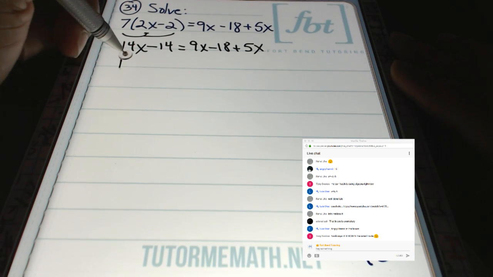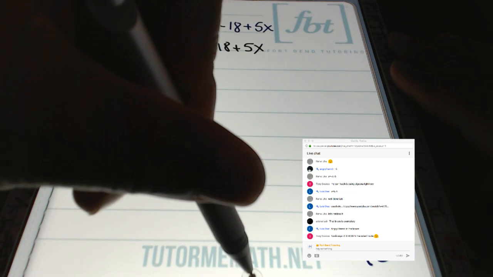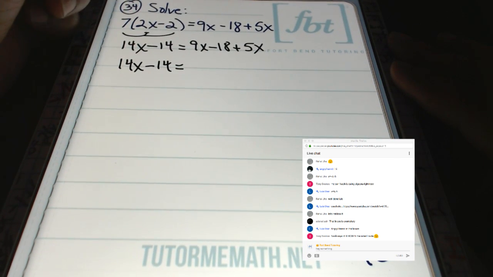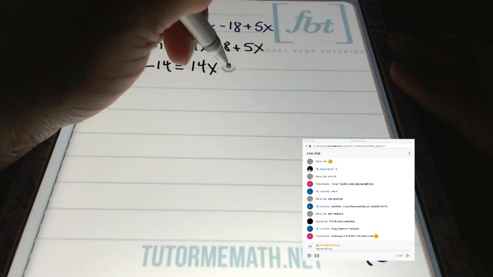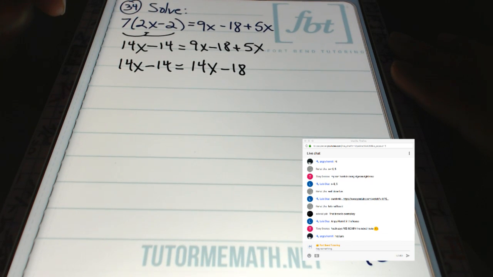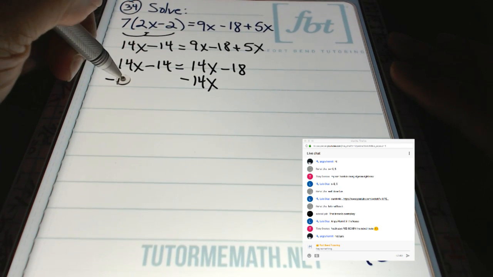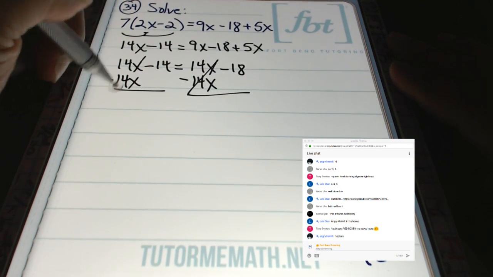So we have 14x minus 14. We're going to fix the minus sign here. The minus sign needs to be fixed. On the right side, we have the 9x plus 5x. That gives us 14x, minus 18. From here, guys, we are going to subtract 14x from both sides. That's right, Angry Hermit giving Lewis some love here. The 14x's will now cancel out.